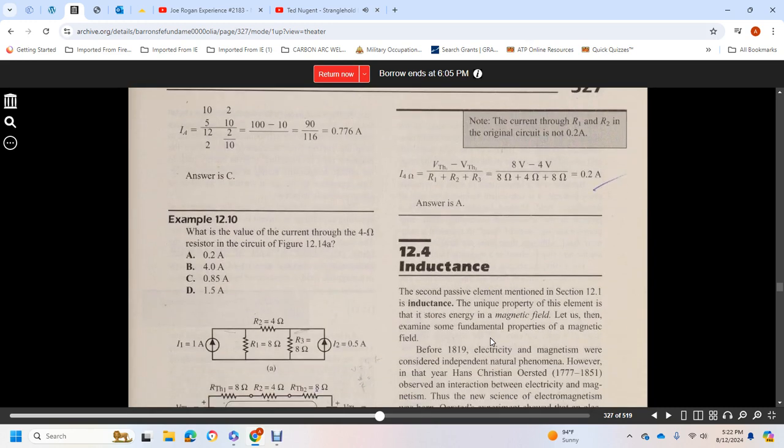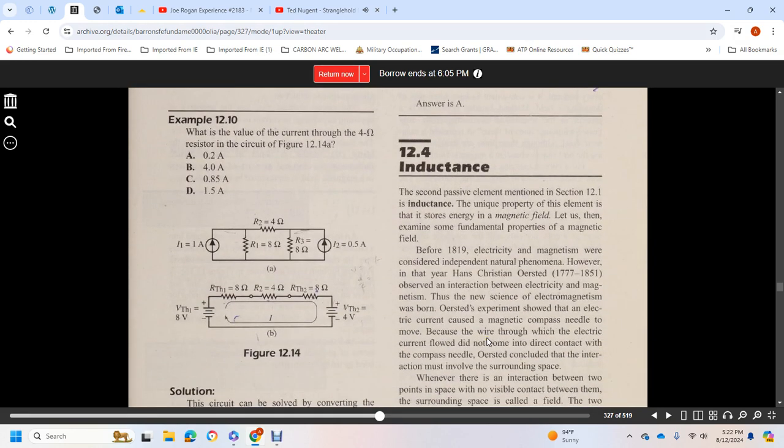Alright, 12.4. Inductance. The second passive element, as mentioned in section 12.1, is the inductor, whose unique property is the storage of energy in the magnetic field. Let us examine some of the fundamental properties of the magnetic field. Figure 8.19.